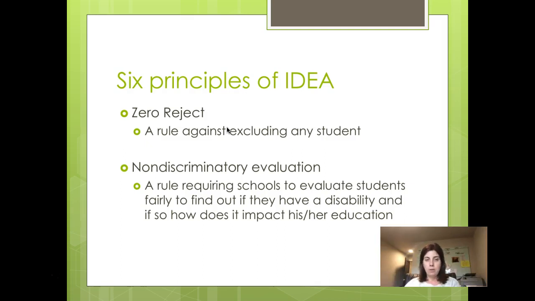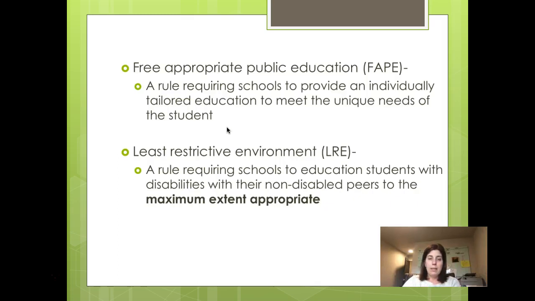The first is zero reject, and really that's just making sure that we're not excluding any student. We're really inclusive. The next thing we talked about, we discussed in Module 4, which was about evaluation. So it's really important that the evaluations are non-discriminatory, meaning that we want to be really fair to every student to find out if there's a disability that's impacting their education. The next thing is FAPE, free and appropriate public education.